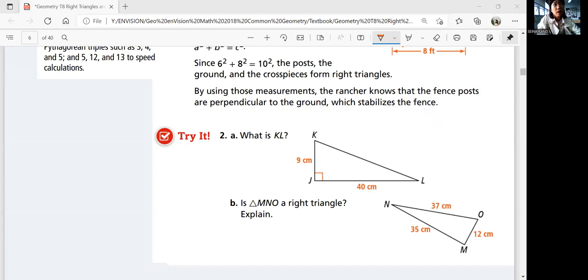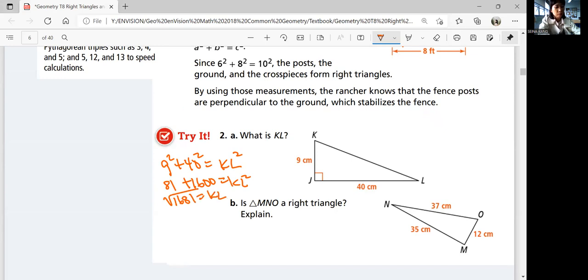Okay, so using the Pythagorean theorem, part A, what is KL? 9 squared plus 40 squared must be KL squared. So 81 plus 1,600 should be KL squared. Okay, so if you square root 1681, that should be KL. And that is exactly 41. Okay.